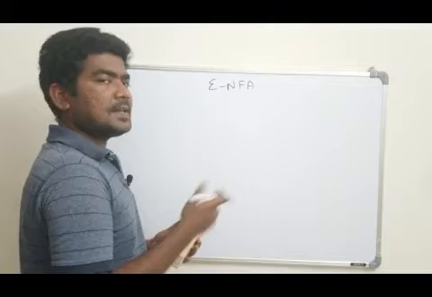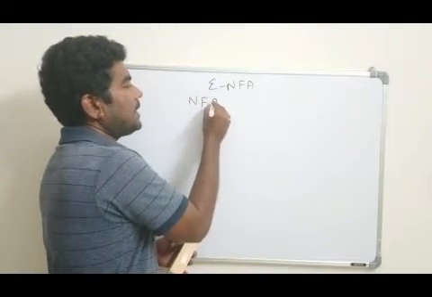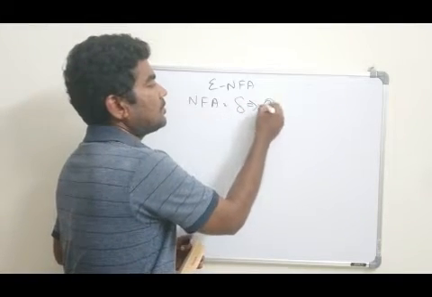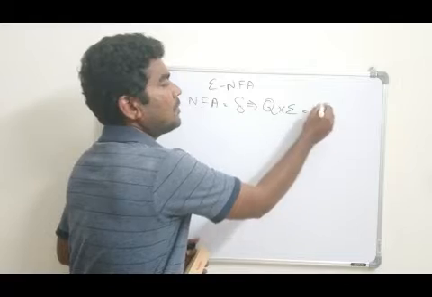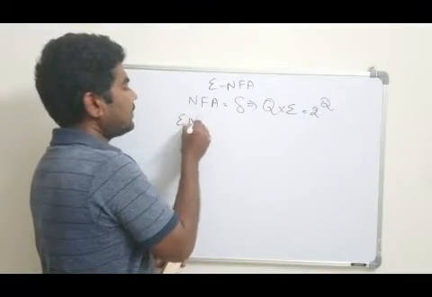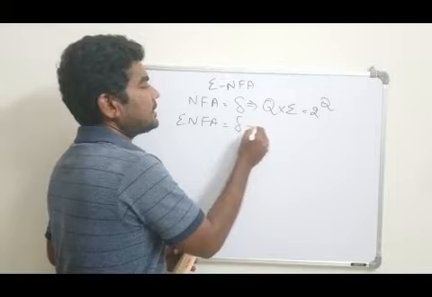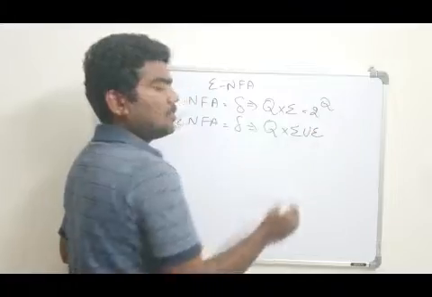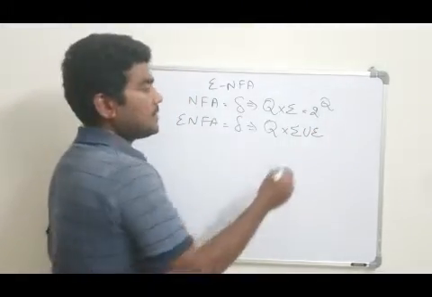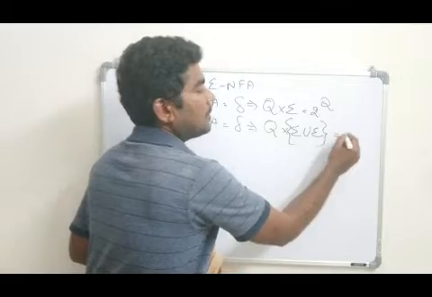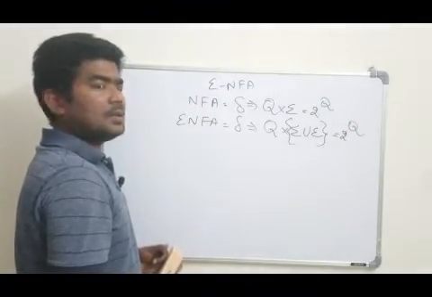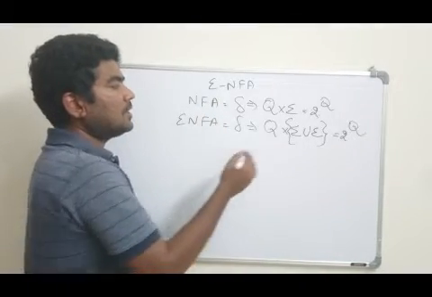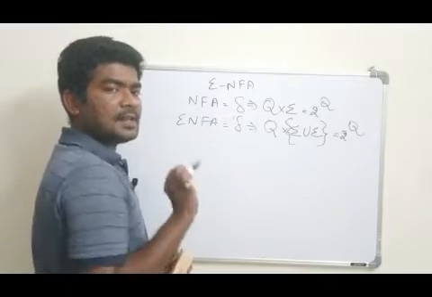We have already seen what an NFA is. An NFA will have the delta transition: delta equals Q times sigma, which gives 2 to the power of Q. Whereas in an Epsilon NFA, delta equals Q times sigma union epsilon, which gives 2 to the power of Q. So this is the difference between NFA and Epsilon NFA. Simply, we are adding epsilon also as an input here.